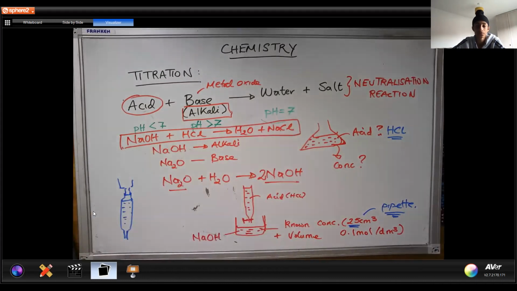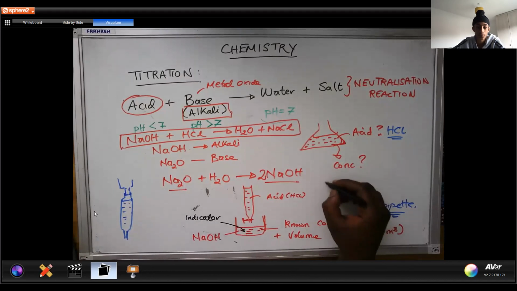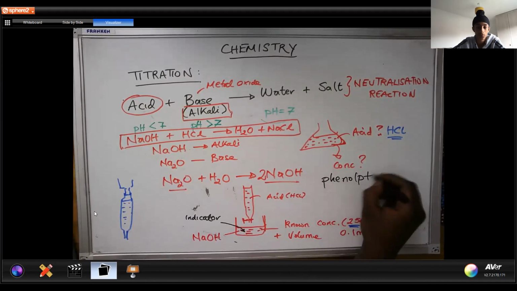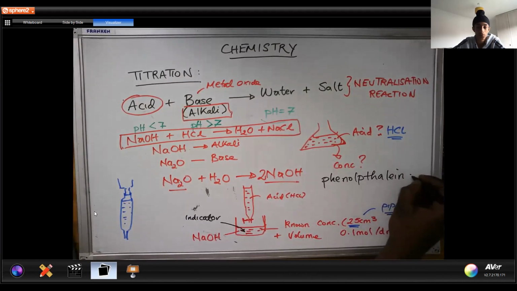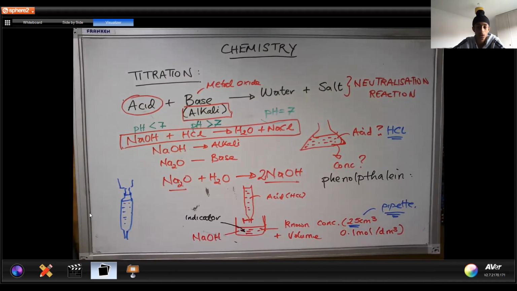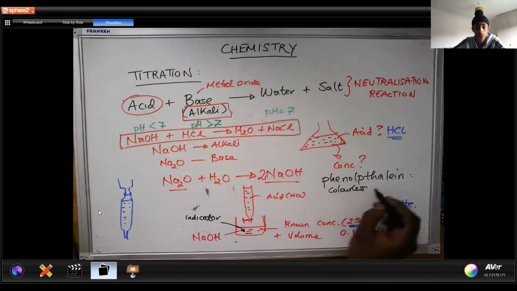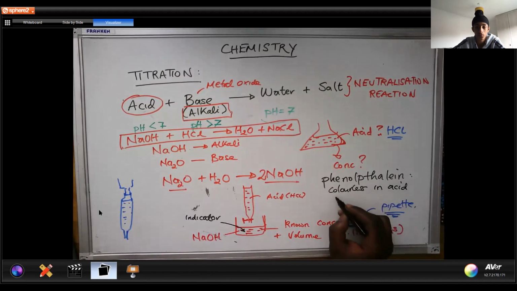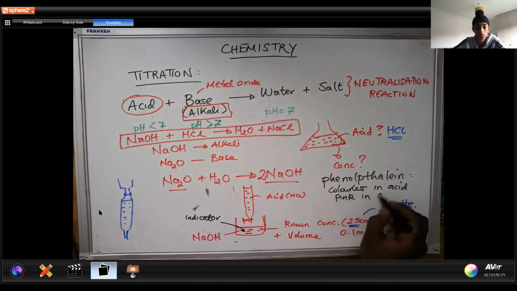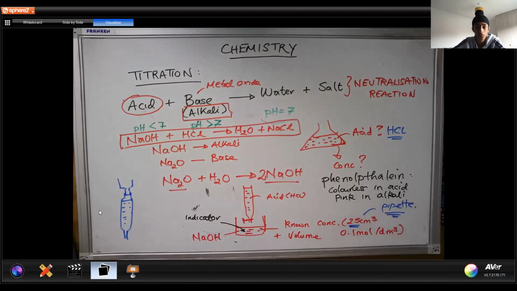Okay? So I'm going to use a type of indicator in here. Now, common indicators that you need to be aware of are, firstly, we have something known as phenolphthalein. Ever heard of that indicator, Jay? No. Okay. It's colorless in acid, so you need to remember this. But it's pink in an alkali solution. So I choose an indicator such as phenolphthalein.